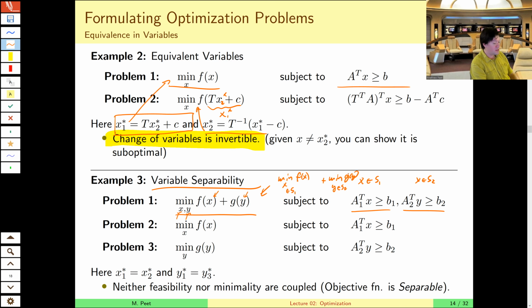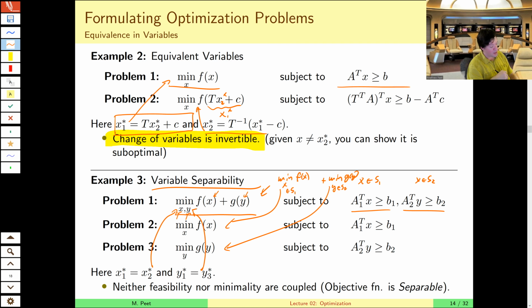And so we can decouple this optimization problem into two sub-optimization problems, each in a smaller number of variables, and then add the solutions together to get the solution to the other one. So if we solve optimization 3 and we solve optimization 2, then we can construct a solution to optimization problem 1 in this way.